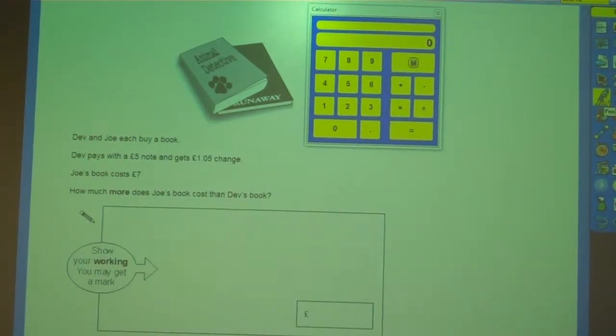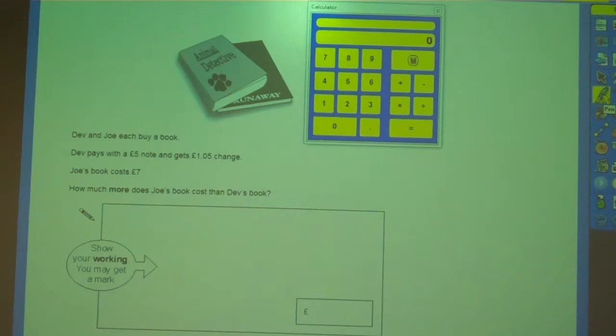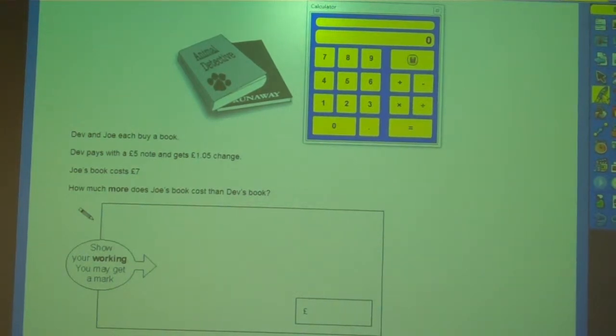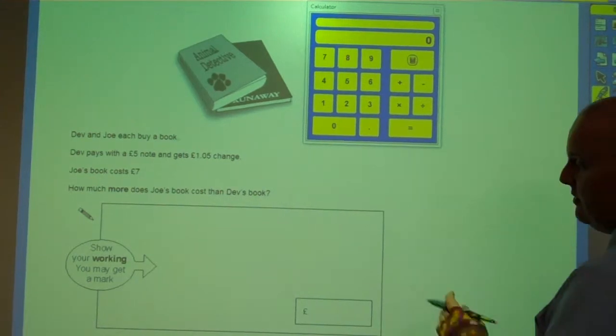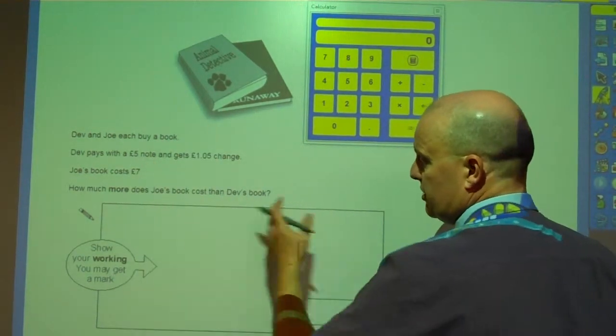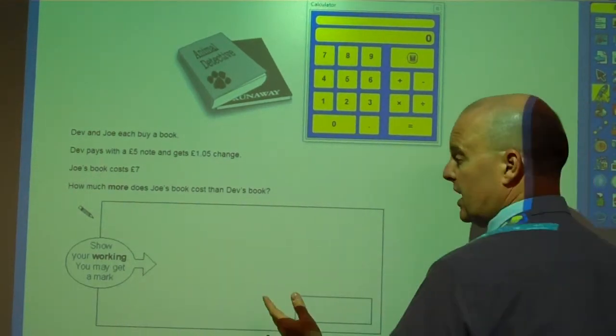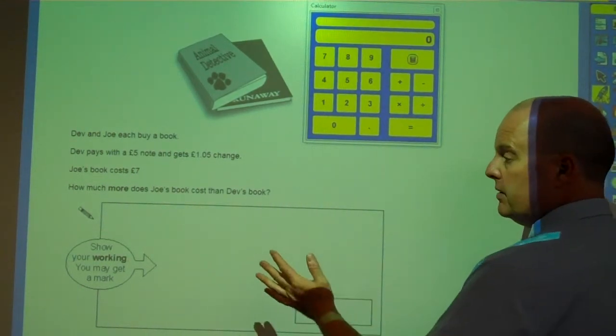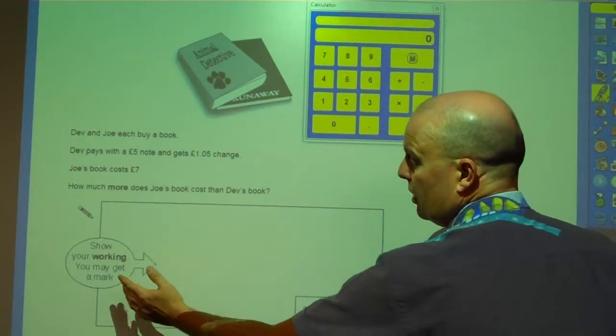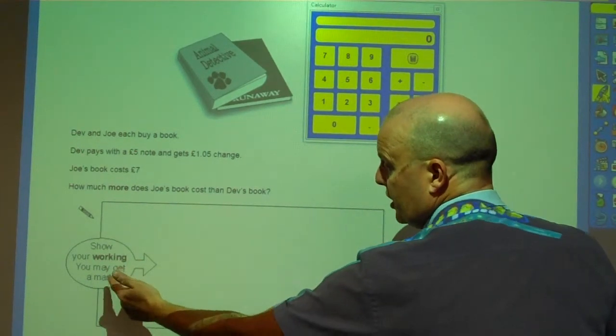Okay, in this unit you've been learning to solve problems that involve money and record and show your methods and working out. So if you look at this question here as a whole, you'll notice this box with a bubble and a space for the answer. This is a typical test question that you get for level 4, and it says in here show your working, you may get a mark.